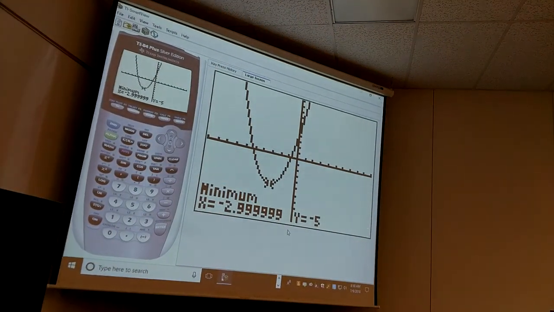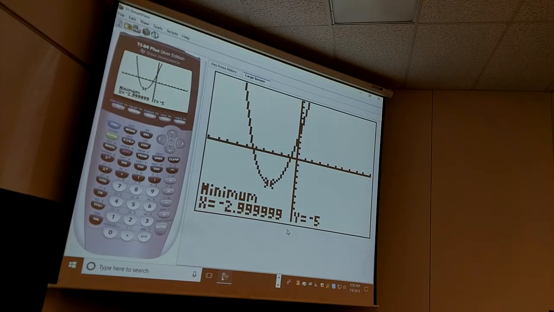That one I got to take a look at. It might be able to do a little too much. Minimum. Go to the left a little bit. Enter. Go to the right a little bit. Enter. Get right on it. Enter.